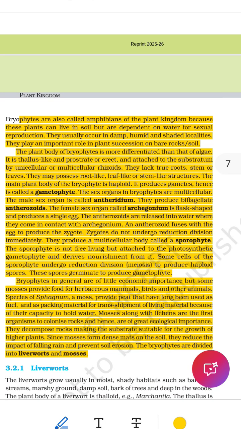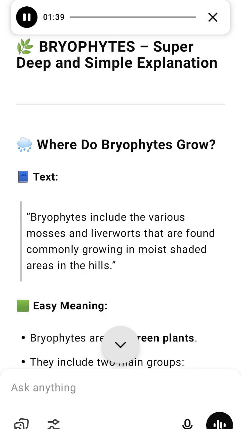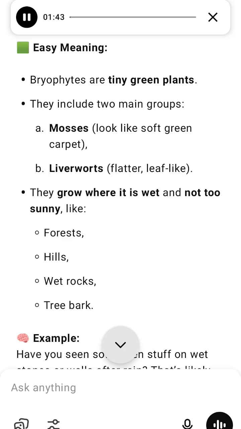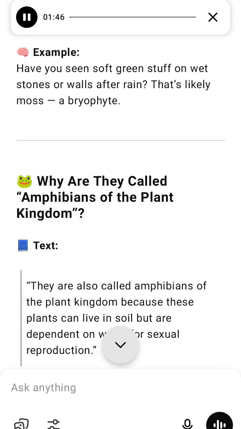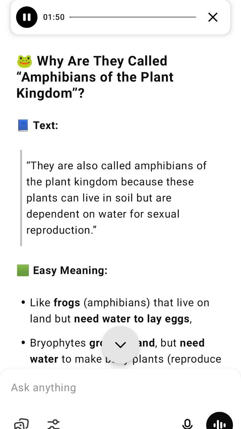Absolutely. Let's go even deeper in the simplest and most visual way so that you never forget bryophytes. We'll add: 1. Story version. 2. Life cycle diagram in words. 3. Key differences with algae and other plants. 4. Bonus memory tricks. 5. Practice questions.